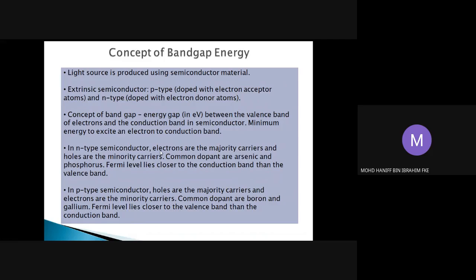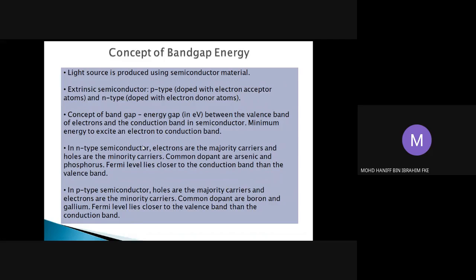For the diode fabrication of the LED or laser diode, the material used is called luminescent material, which can produce light or photons. Typical materials are gallium arsenide, indium phosphide, and indium gallium arsenide. These materials are used in LED fabrication because of their ability to produce light when excited by a current. Hopefully you understand this concept.